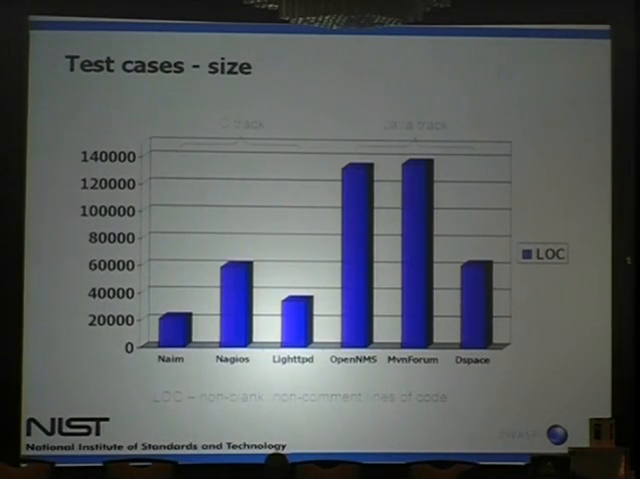This is the size of the programs. It ranges from about 20,000 lines of code to about 130,000 lines of code. The Java programs are somewhat larger, mostly due to the nature of the language.